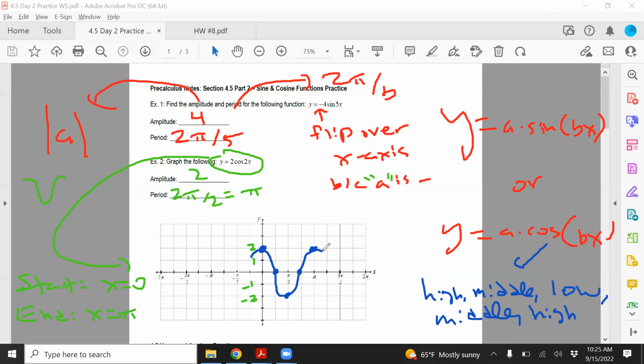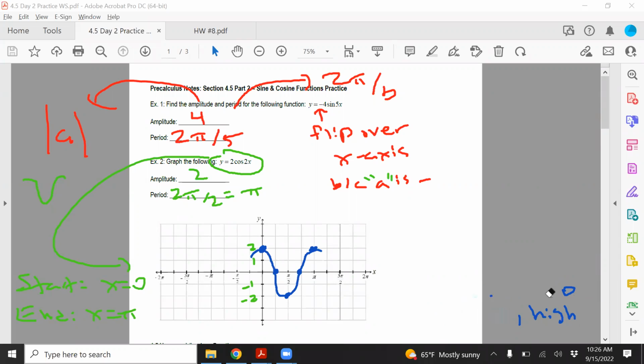Okay, so there's a curve. That's the second example. Let's move on. So it's high, middle, low, middle, high for cosine. Now for sine, I'm going to go ahead and erase some stuff here. Okay, I'll do the sine curve down here.